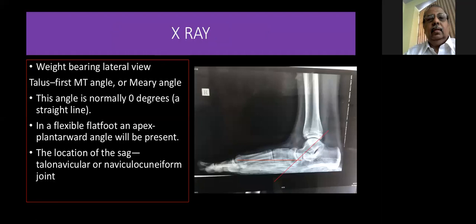In the X-ray, I have already said, I will not go into the details, always ask for a weight-bearing film. And this is the Meary's angle, that is the talo-first metatarsal angle. And this is important. You have got the angle with the convexity on the plantar side. In the cavus, it is on the dorsal side. And here it is mainly to find out where is the apex of the deformity, or where the sag is. The location of the sag can be identified, whether it is at the talonavicular joint or the calcaneo-cuneiform joint.